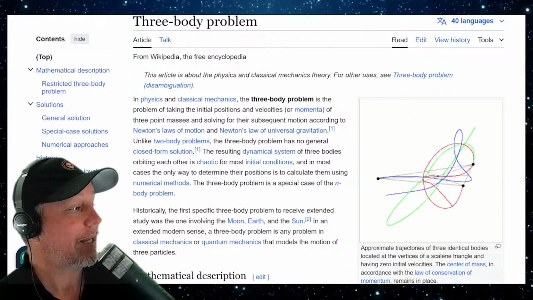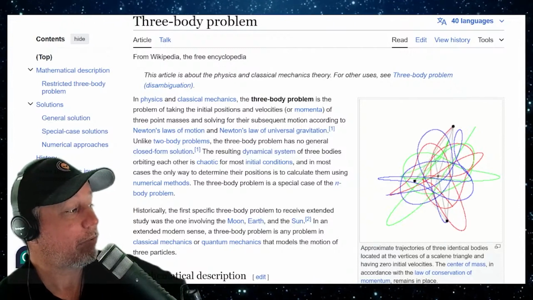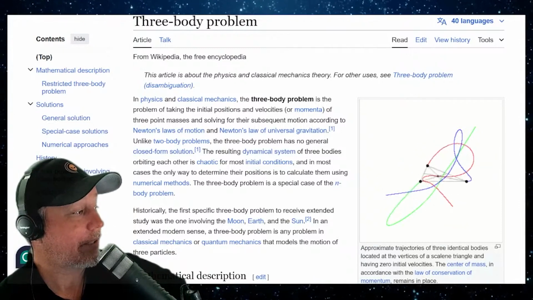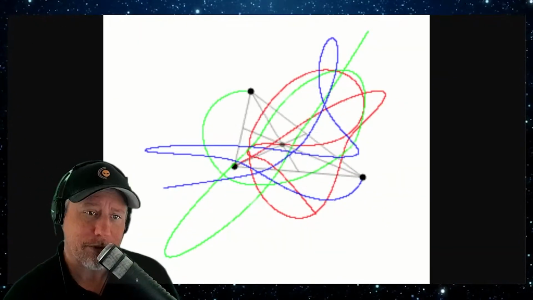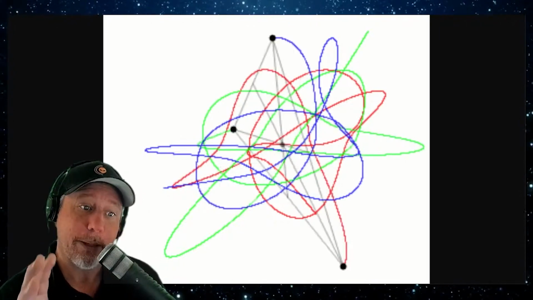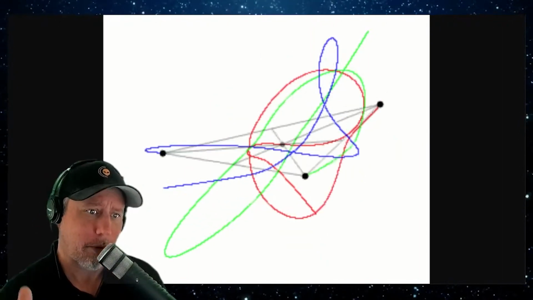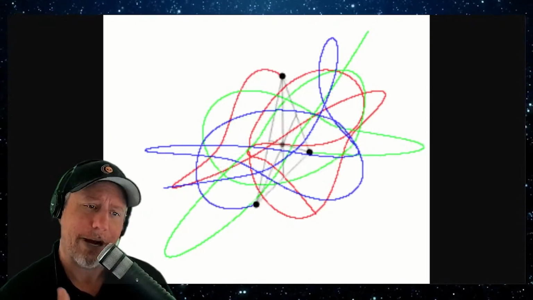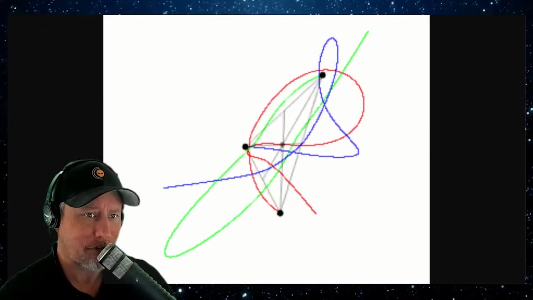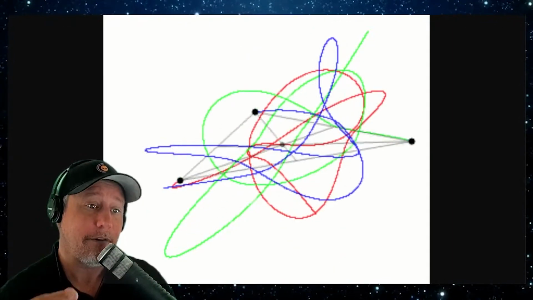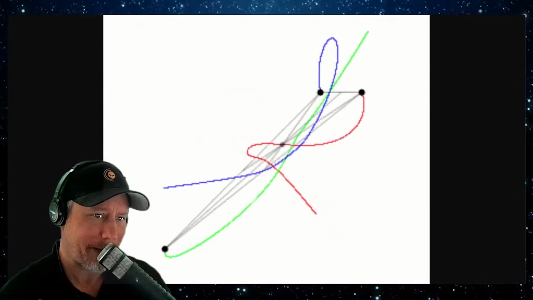So the resulting dynamical system of three bodies orbiting each other is chaotic for most initial conditions, and in most cases, the only way to determine their positions is to calculate them using numerical methods. Now, this is what it looks like. So basically we're talking about the orbital three bodies, okay? Two around each other is very easy to calculate because you only have the mass and momentum of two things gravitationally interacting with each other, okay? Once you add a third, this becomes the foundational basis, can I say it properly, foundational basis of chaos theory, because you can't actually fix this, like I said, mathematically.